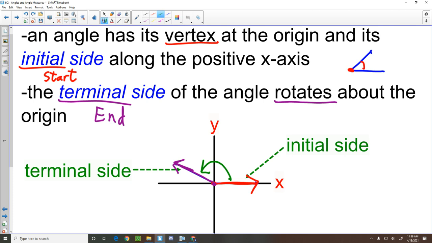So this would be an angle somewhere between 90 degrees and 180 degrees, right? Because it's right in between that positive y-axis and that negative x-axis. We know that that's going to be, I don't know, maybe like 140 degrees, something like that. And so you look from the initial side to the terminal side. Everyone okay with this so far? It's just showing you how we put angles on the coordinate plane.